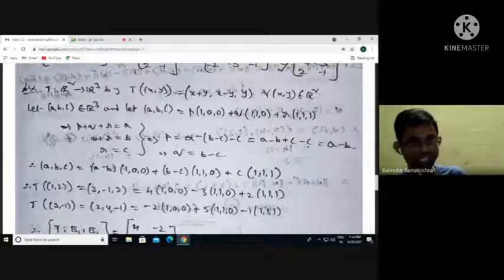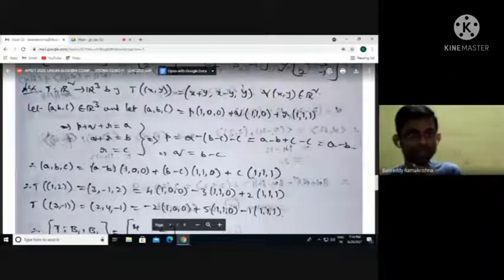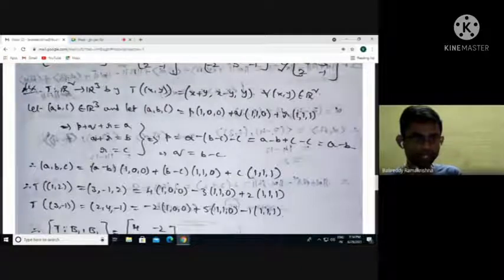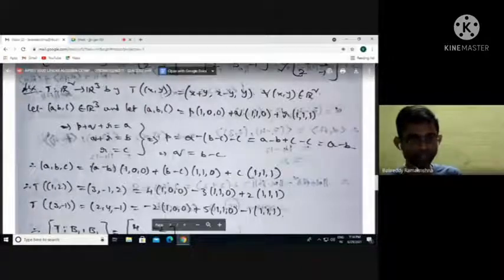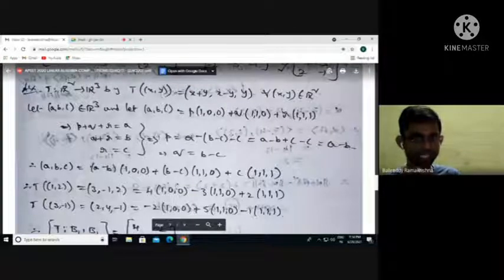On simplification, from this we get r is equal to c, and q value is equal to b minus c. So substituting these values into p equal to a minus q minus r, we get p is equal to a minus (b minus c) minus c, which is nothing but a minus b.